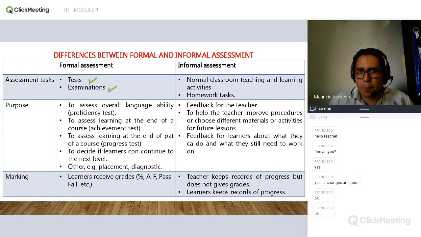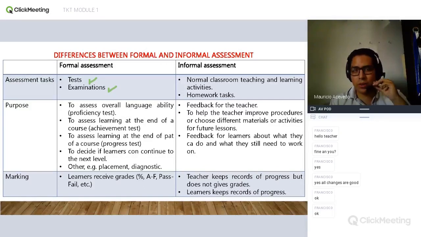Okay, what is the purpose of formal assessment? Well, it's basically to assess overall language ability, proficiency test, for example, or to assess learning at the end of a course, achievement test. I was explaining the other class about all these tests. I know that you saw it, right, Francisco? Did you see the video of this class? If you didn't, well, do it, please, because you might have questions about this.